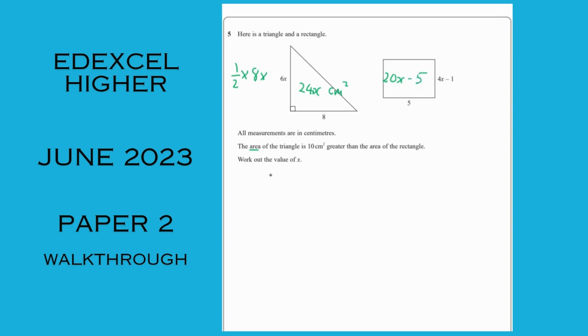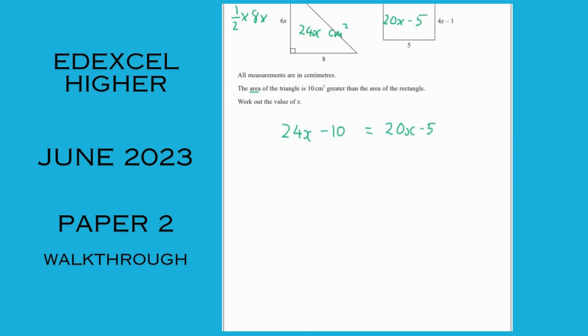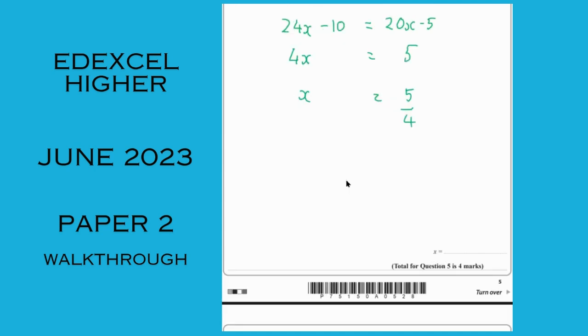The area of the triangle is 10 centimeters greater. So if we take the area of the triangle and subtract 10, we get the area of the rectangle. We now have to start solving it. So I'll take away 20x from both sides. I will add 10 to both sides. So x equals 5 over 4. Perfectly acceptable to leave it like that, or 1 1/4, or 1.25.